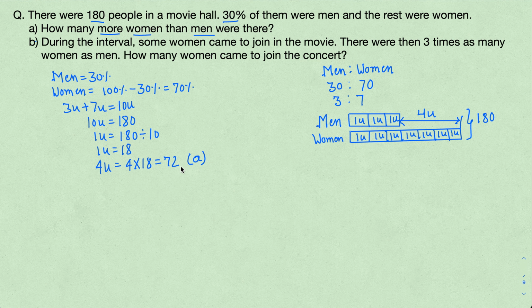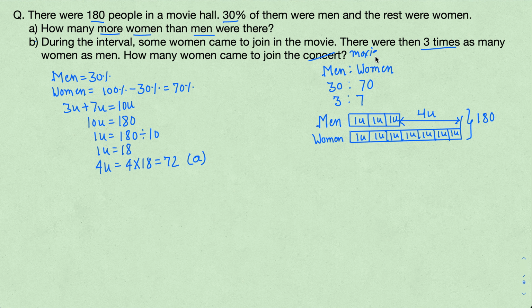Now how about part B? During the interval, some women came to join in the movie. I don't know why they came to join in the middle, but let's say they joined, okay? And then what happened? There were 3 times as many women as men. How many women came to join the movie?